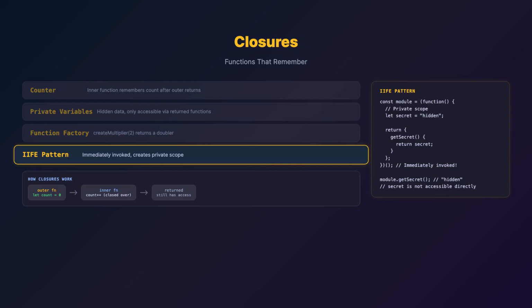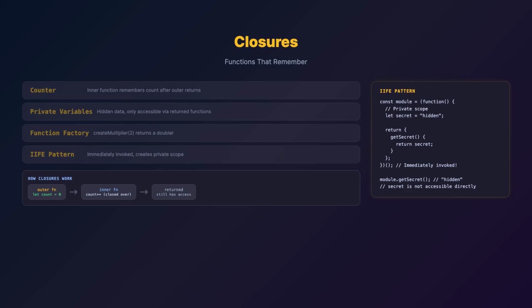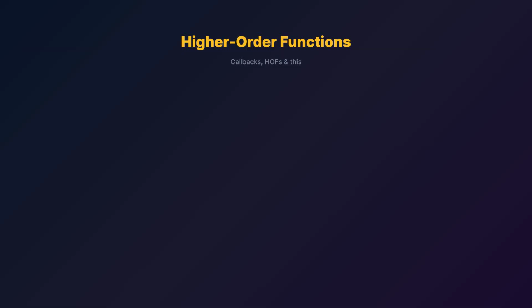The IIFE pattern, immediately invoked function expression. Open parenthesis, function parentheses, curly braces, close parenthesis, parentheses. The function is defined and called in the same expression. IIFEs create a private scope that doesn't pollute global variables. Before modules existed, IIFEs were the only way to avoid global pollution. They're less common now, but you'll still see them in older code.